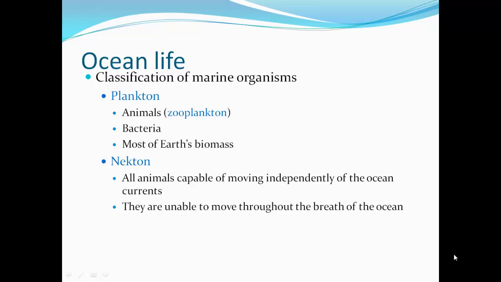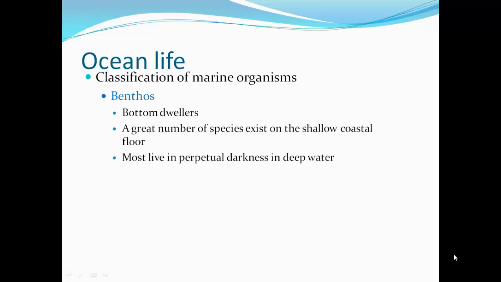Then we have nekton. Nekton are all animals capable of moving independently of the ocean currents. The plankton just float around. The nekton have their own mobility. They're able to move throughout the breadth of the ocean. And also benthos, or benthic dwellers, the bottom dwellers. There are a lot of species that exist on the shallow coastal floor. Most live in perpetual darkness in deep water.